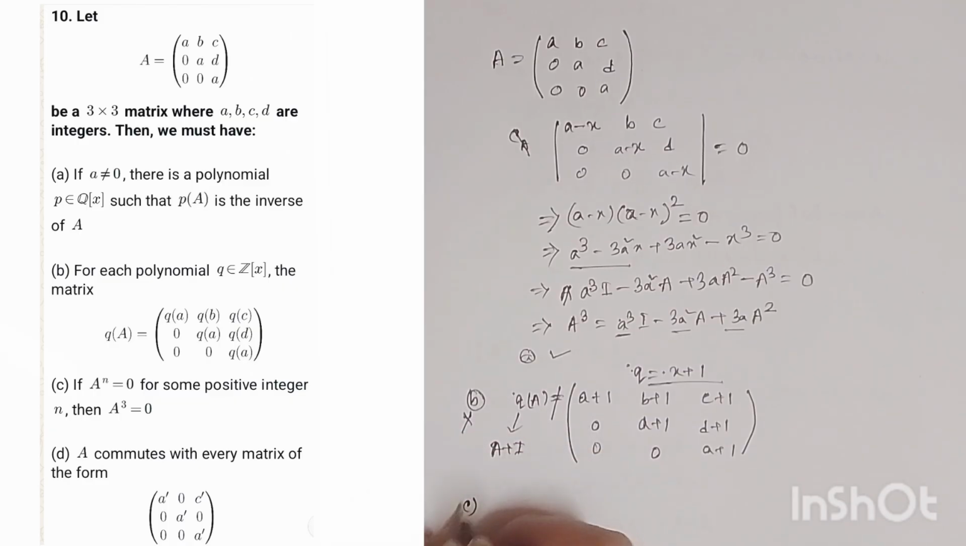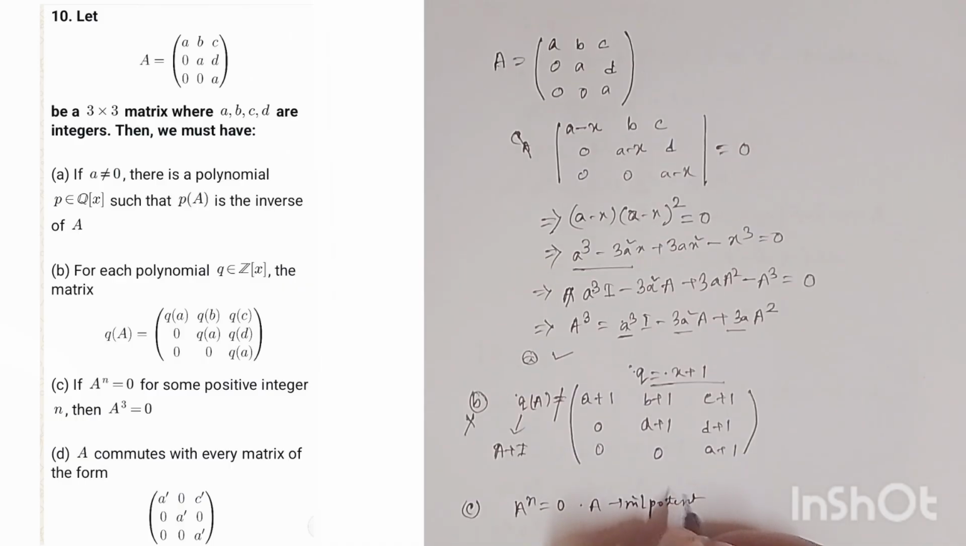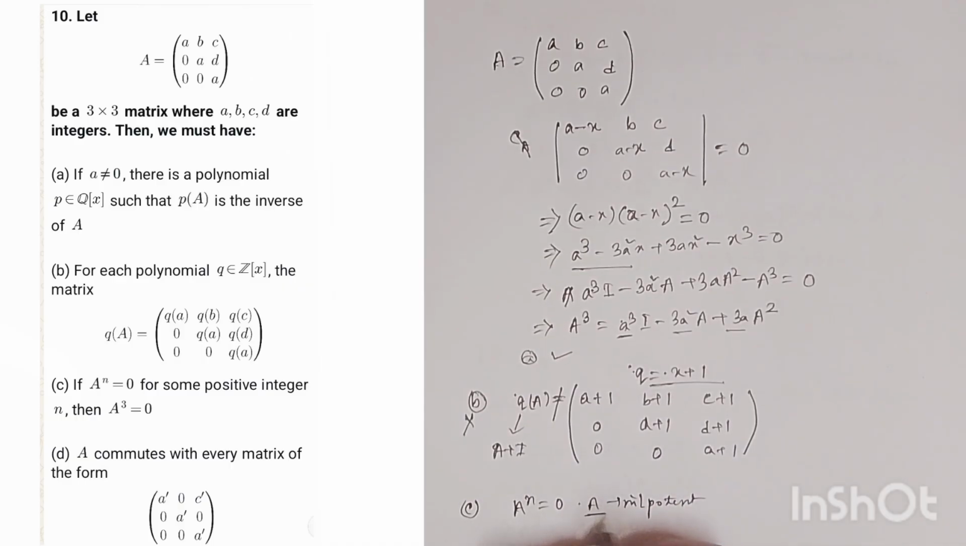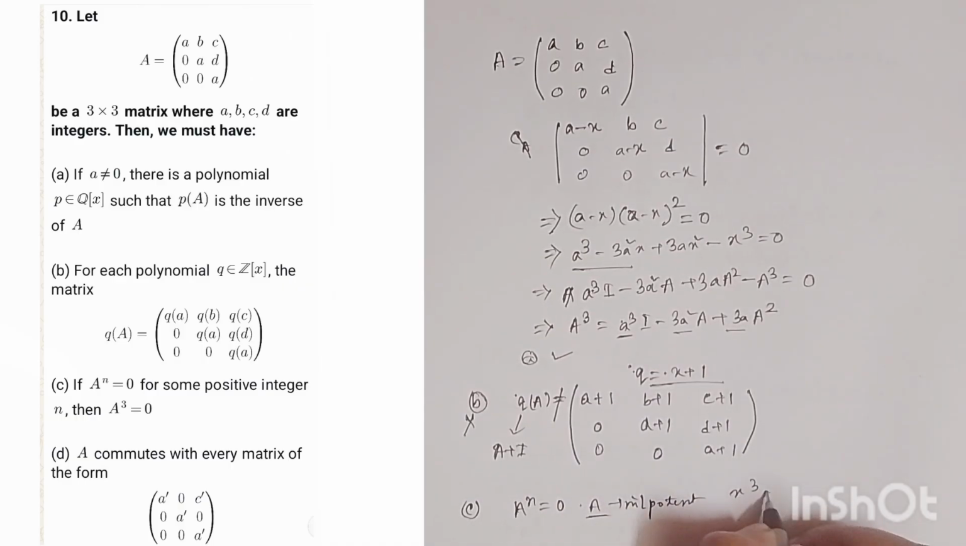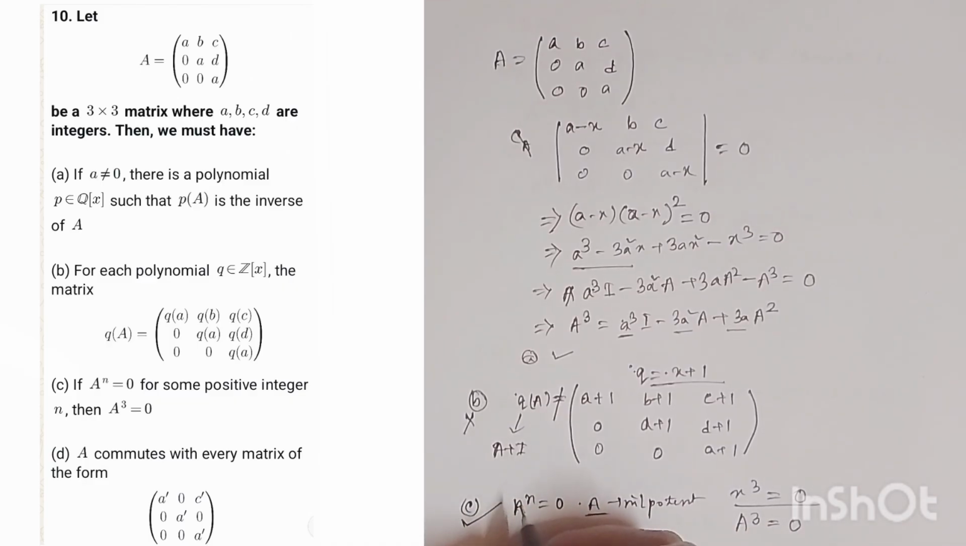For option C, A to the power n equals 0, that is A is a nilpotent matrix. So the characteristic polynomial of A equals x cube equals 0, and by the Cayley-Hamilton theorem we can write A cube equals 0. So option C is our correct answer.